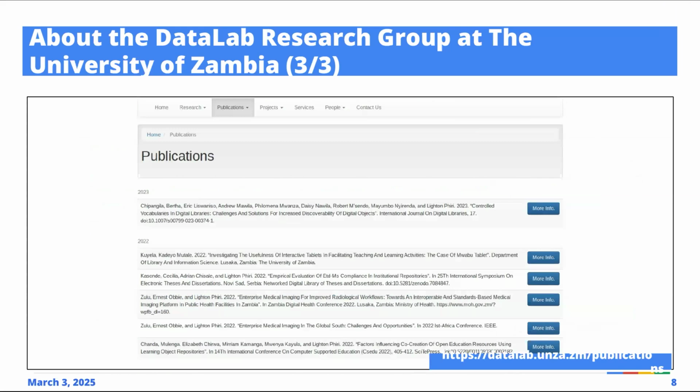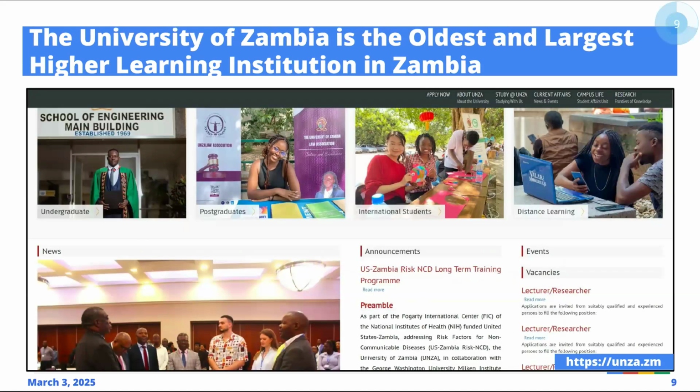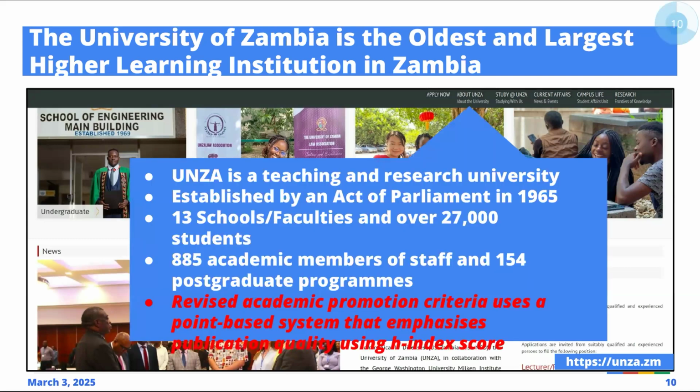However, if you want to have a sense of what sort of publications we've done, you can go to our research group website, datalab.unza.zm, and on the website, you can filter publications based on these three core research areas that I highlighted. Now, before I dive into the OJS instance at the UNZA, I think it's important to give you an idea of what the UNZA is all about. It turns out that the UNZA was established back in 1965. This was a year after we attained independence.